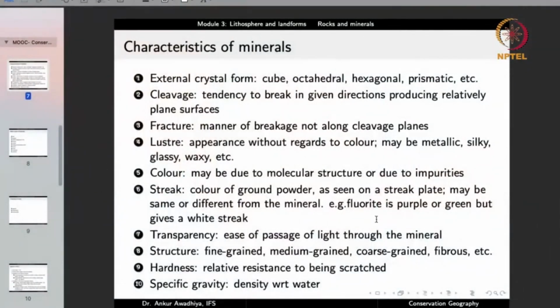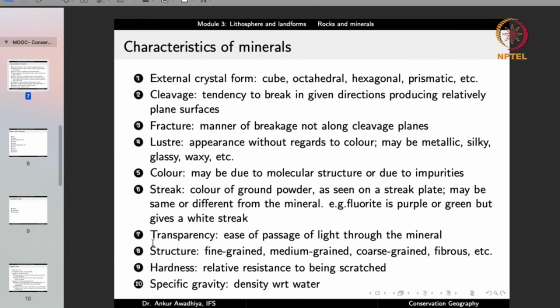In a number of cases, the impurities are present in a very tiny amount in a mineral. So when you look at a streak line, you'll get the color of the major constituents. And so the color of the streak line can give you very important information about what the mineral is, irrespective of the slight amount of impurities that may be present. For instance, fluorite may be purple or it may be green depending on the impurities inside, but it always gives a white streak. So streak is a much better indicator of the mineral.